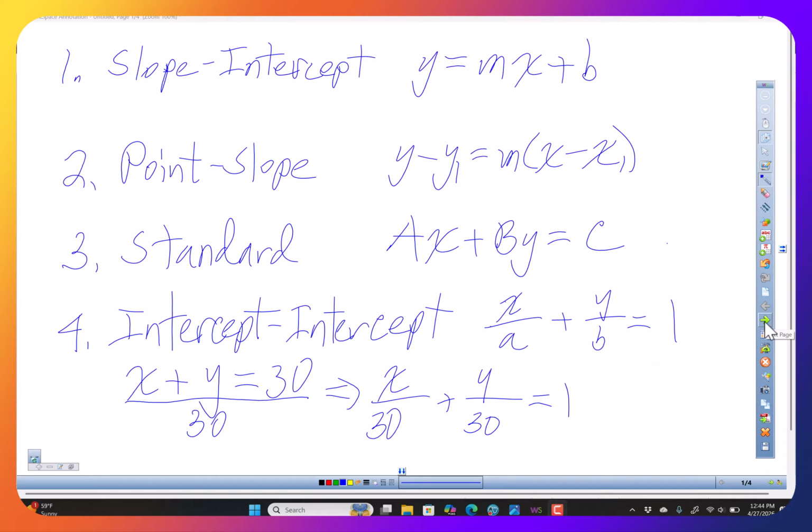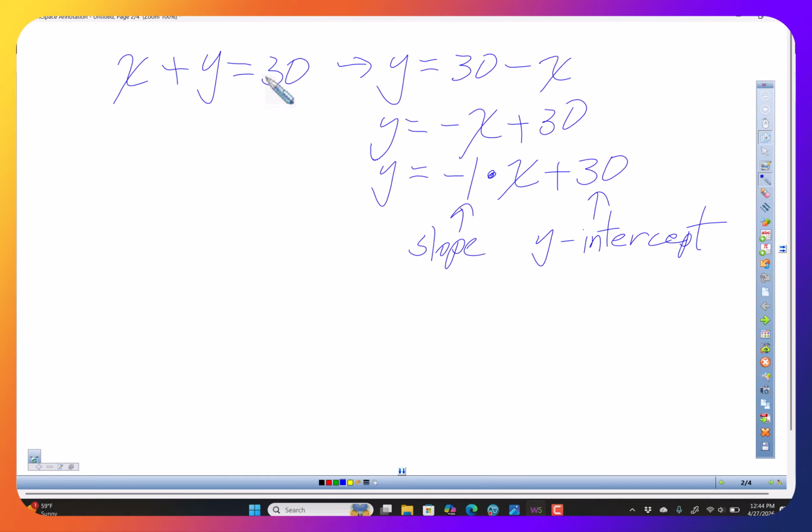That's not useful in a TI-84 calculator, so we'll go over getting a standard form of an equation for a line into slope-intercept. From here, I need to get y by itself. So I'm just going to subtract x from both sides, and I get y equals 30 minus x. That's not really in slope-intercept form, so I'm going to swap the x and the 30, and it's really a negative x. If I explicitly put the negative 1 times x in, I get y equals negative 1 times x plus 30. So negative 1 is the slope, and 30 is the y-intercept.